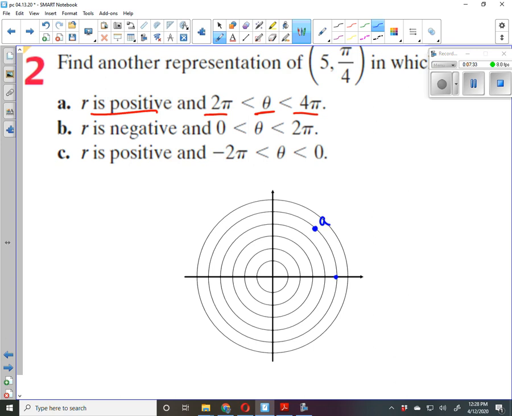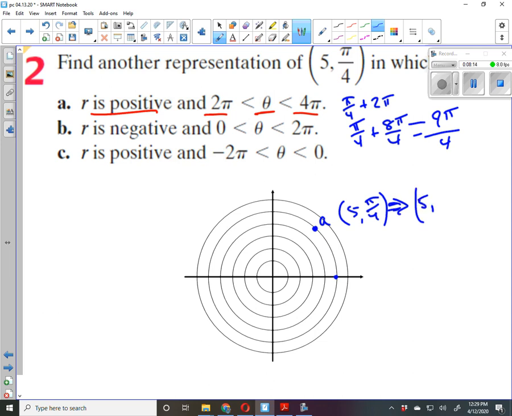But we want that theta now to be between 2 pi and 4 pi, which means I've got to add pi/4 plus 2 pi, or pi/4 plus 8 pi/4, which is going to give me 9 pi/4. So this location is not only 5 comma pi/4, but it is also located in the same location as 5 comma 9 pi/4.